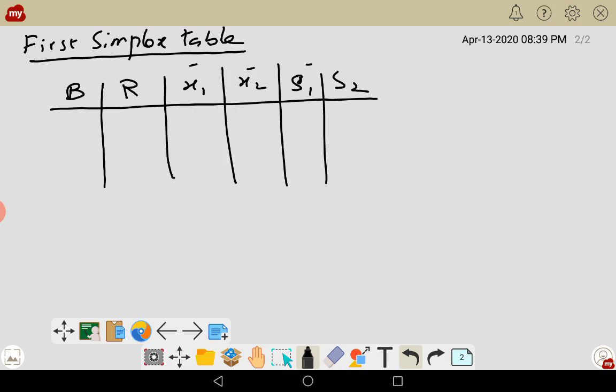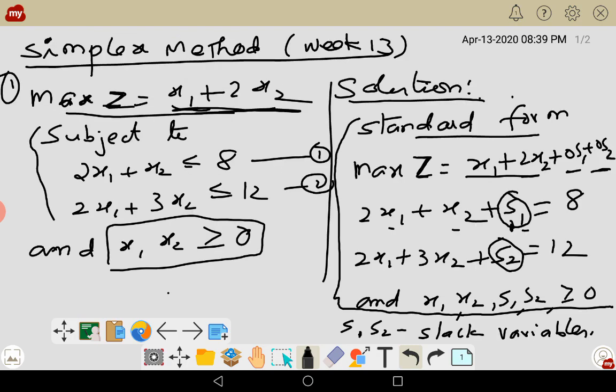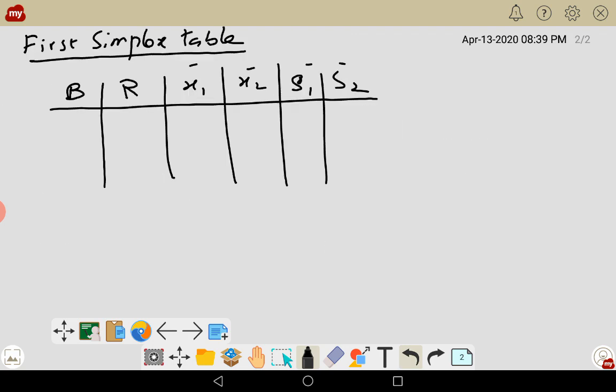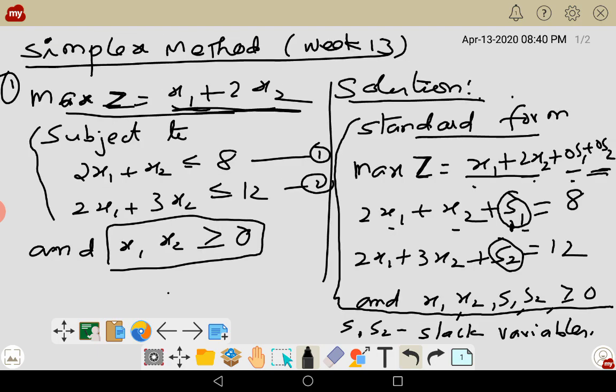x1, x2, s1, s2, you know what they are? These four terms are the variables involved in the problem. There are four variables now, isn't it? Go back. So x1, x2, s1, s2, there are four variables everywhere in the objective function and the constraints. What is r? R is resources, otherwise the right hand side of the previous problem. See, right hand side, what is it? 12, 8, 12. Fine.